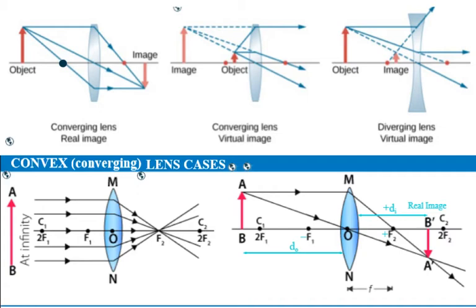So in this case, you see the real image. This is where the rays meet, and the image is on the other side of the lens. In this case, you see the virtual image because the image appears on the same side where the object is, and that should not happen. And again, for divergent lenses or concave lenses, the image is always going to be virtual and always will appear on the same side where the object is.